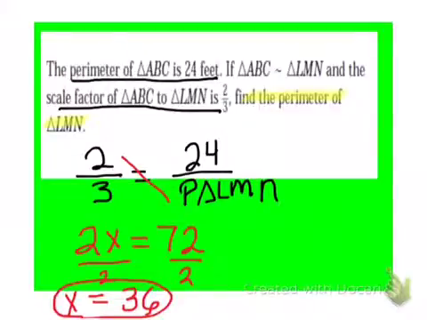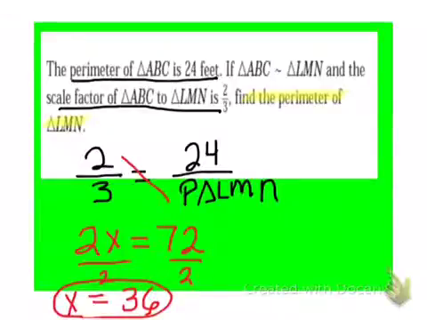Next, we want to use the fact that the ratio of the corresponding sides is going to be the same as the ratio of the perimeters. Because this question says, the perimeter of triangle ABC is 24 feet. If triangle ABC is similar to triangle LMN, and the scale factor of triangle ABC to LMN is 2 to 3, find the perimeter of triangle LMN.